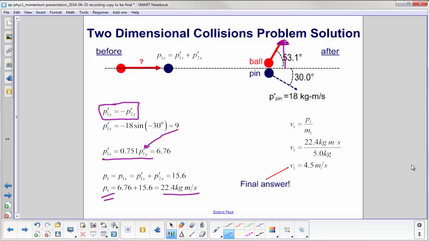Told you we'd put the units back in at the end. Now we need to find the velocity of the bowling ball. That's P1 over the mass of the bowling ball. 22.4 comes over here. The mass of the bowling ball is 5 kilograms. And we wind up with the final answer that the initial velocity of the bowling ball was 4.5 meters per second in the positive direction.